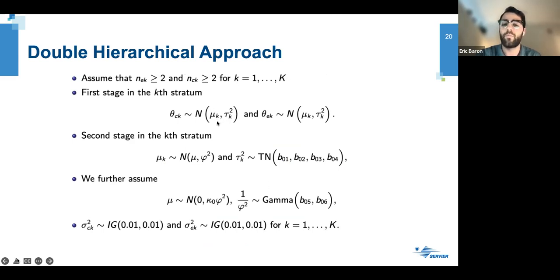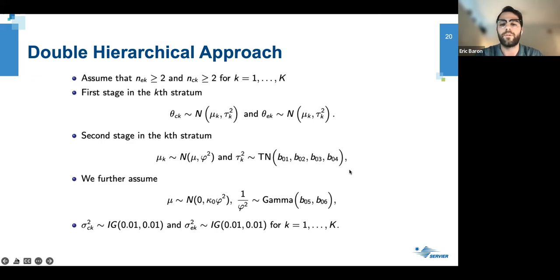Then in the second stage, we assume mu K, which we could think of as our stratum-specific mean, follows a normal distribution with an overall mean, mu, and overall variance of phi squared. And then for tau K squared, we have a prior with a truncated normal. Here, these parameters are fixed constants that we explore through sensitivity analysis, but here beta one to beta four depict the mean, variance, min and maximum.